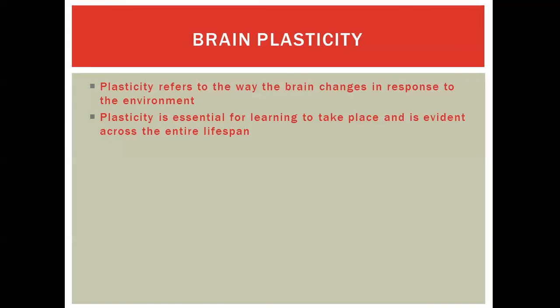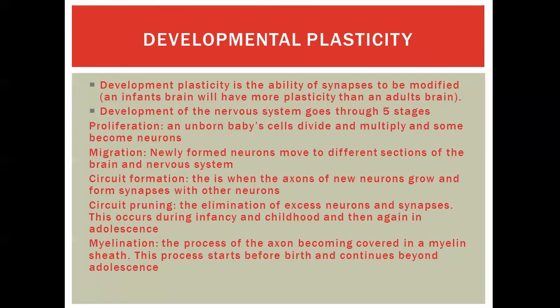There's two different types of plasticity that you need to know about. Developmental plasticity, which is the basic development of the nervous system, and this is happening throughout your entire life. But more so in children and adolescents than adults, so it's slowed down by the time you get to my age. Basically, there's 5 stages that your nervous system will go through, so 5 stages to developmental plasticity.